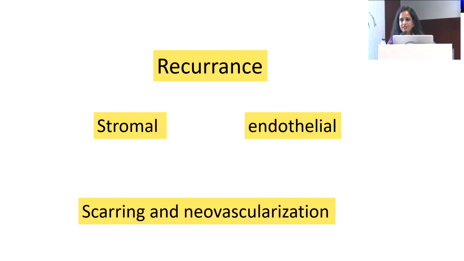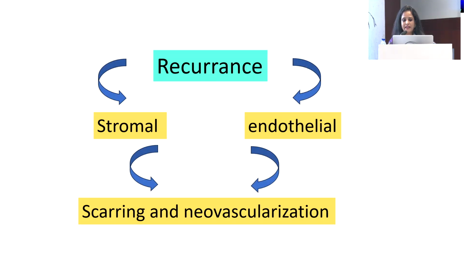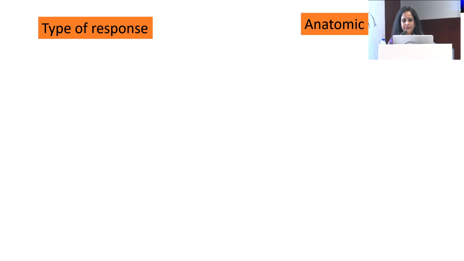The main feature that differentiates viral keratitis from bacterial, fungal and other types is its recurrence, which is mainly stromal and endothelial, which leads to scarring and neovascularization, and it is a cause of major morbidity even when the disease is inactive.